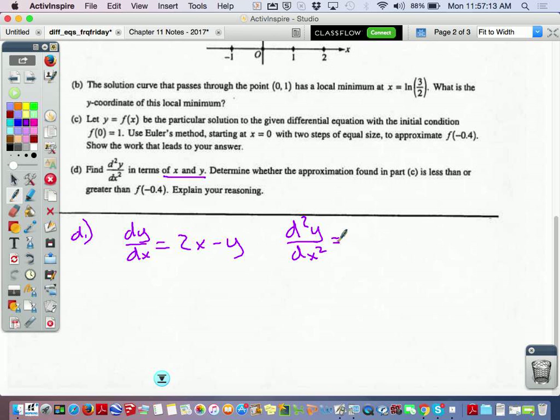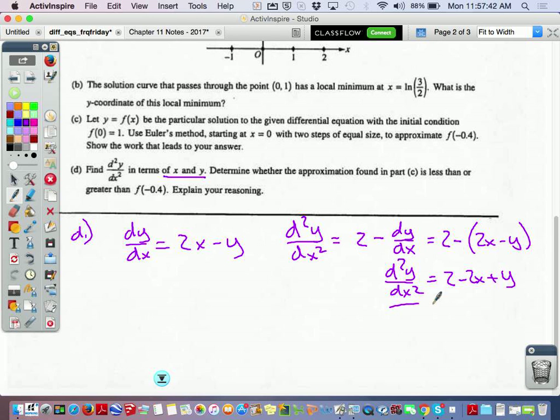If I do the second derivative with respect to x, that means I'm going to need implicit differentiation when I deal with the derivative of y. The derivative of 2x is still 2. Derivative of minus y would be minus dy dx. I'm going to plug in dy dx, the 2x minus y, for this dy dx. So I get 2 minus (2x minus y). Or I could write that as 2 minus 2x plus y. And that is my second derivative in terms of both x and y. And we need that for this first part of the question.